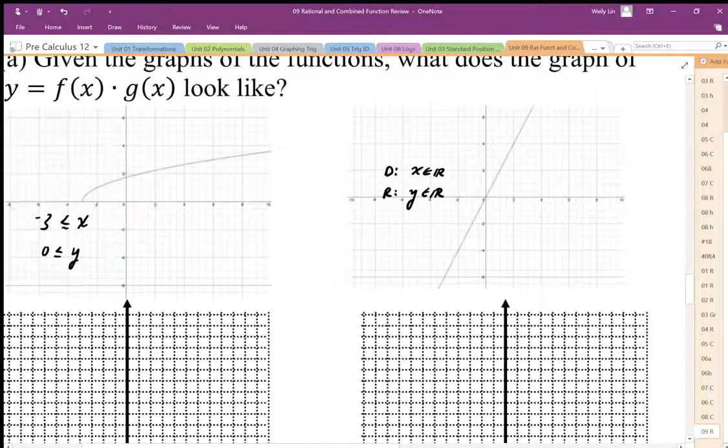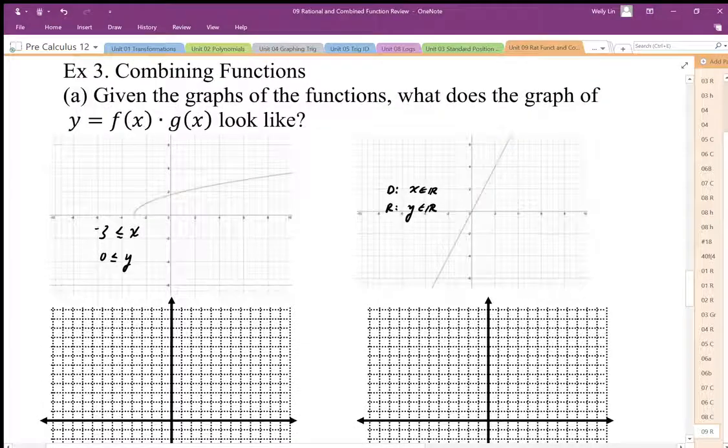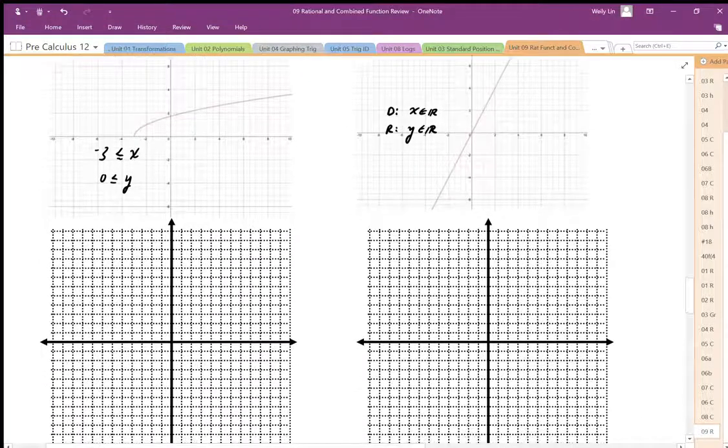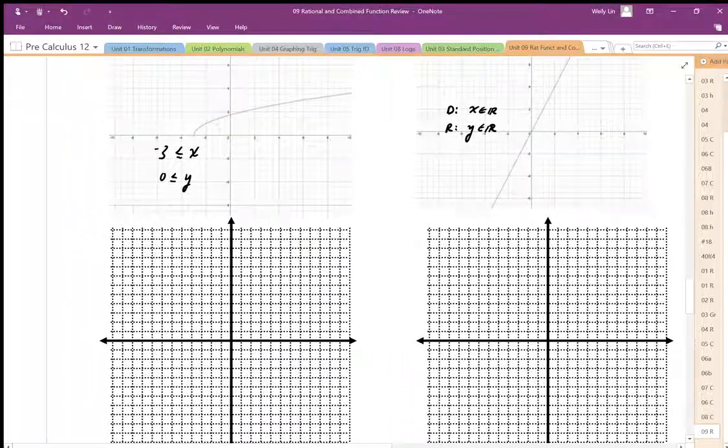Okay, so then when we look at the combined function of f of x times g of x, this is a square root function times a linear function. So the degree is going to be about 1.5. So it's going to behave somewhere in between a linear function and a quadratic function. So when we start plugging in some points, making a table of values, we can start with x is -3, y is going to be 0 here times whatever that y value is there.